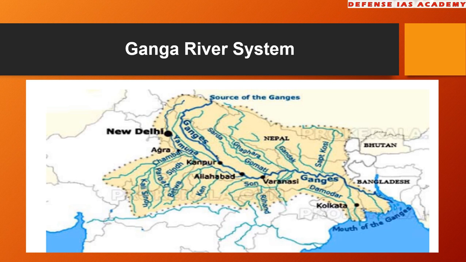So now this shows the Ganga river system in detail with its tributaries and distributaries. So this is the source of the Ganges. That means it originates from the Bhagirathi, that is the Gangotri glacier over here. Then it flows towards the east direction, covering 5 states in India.